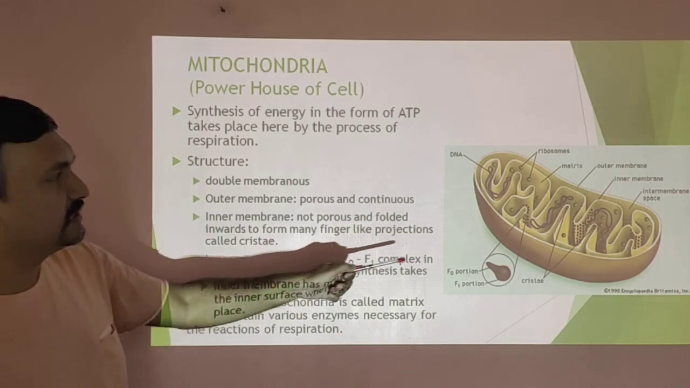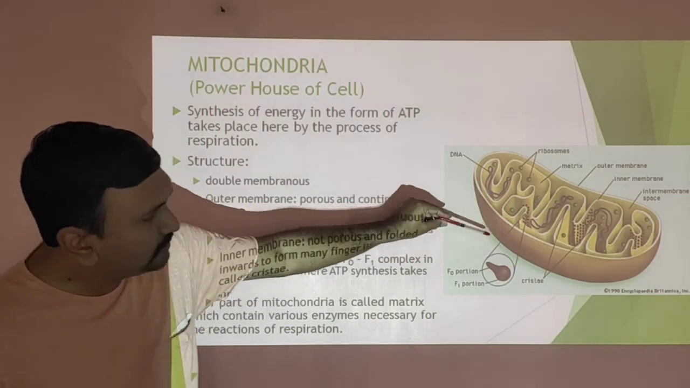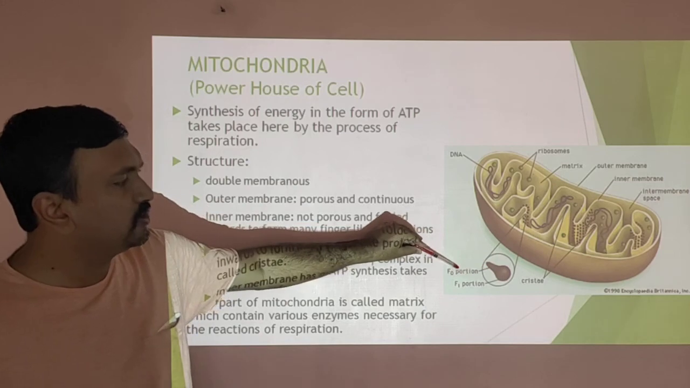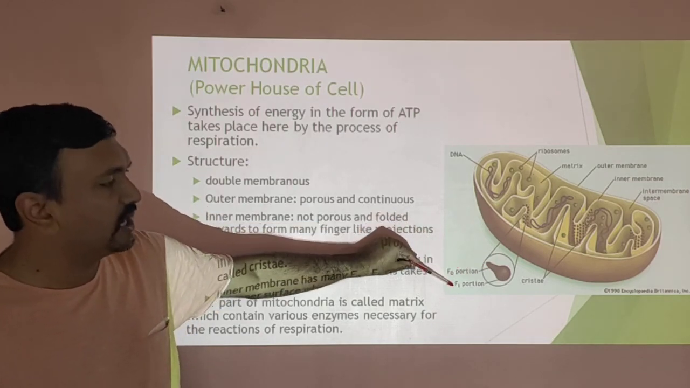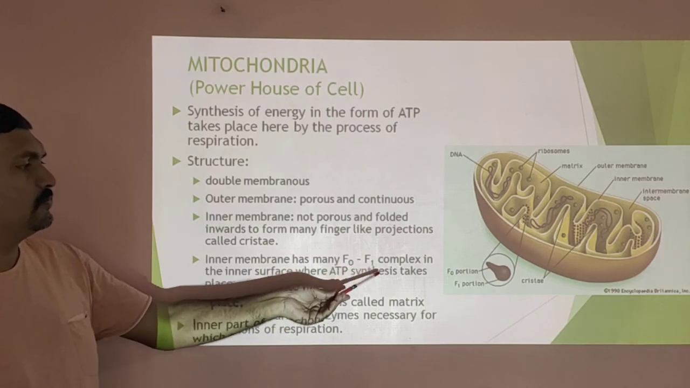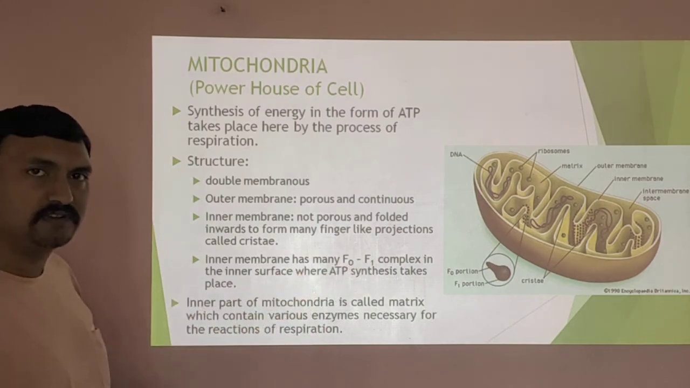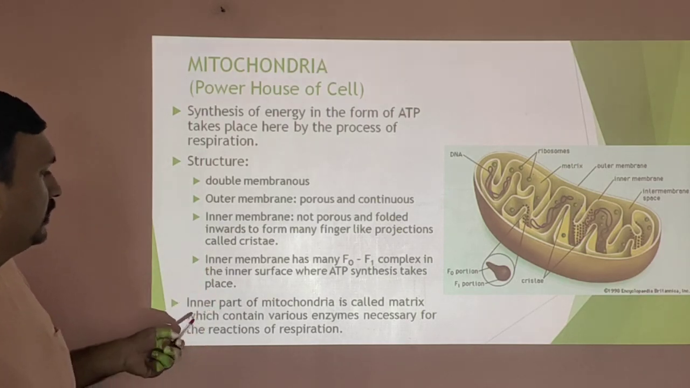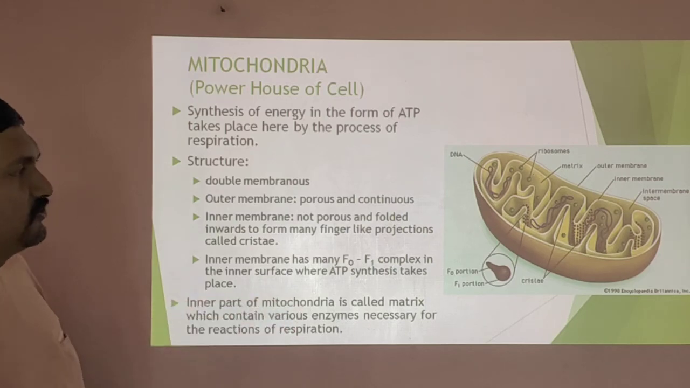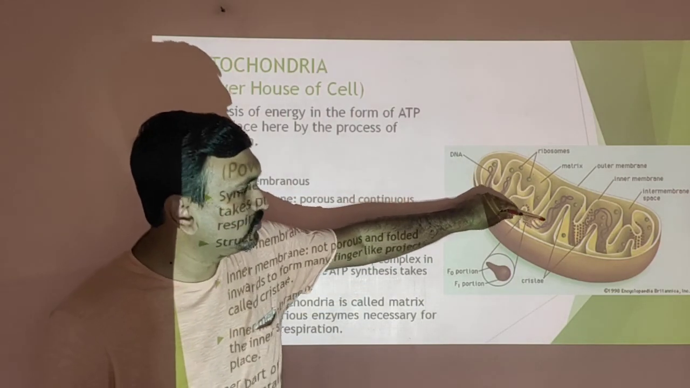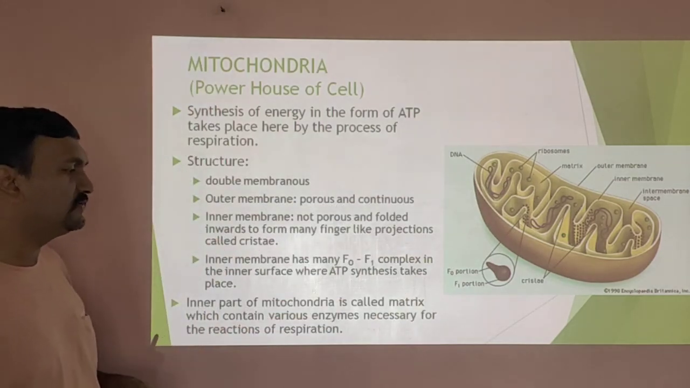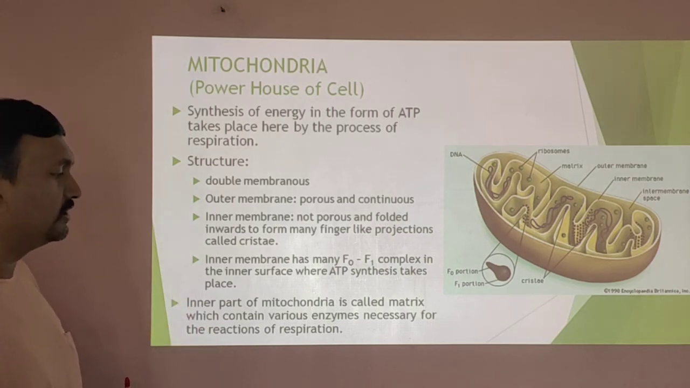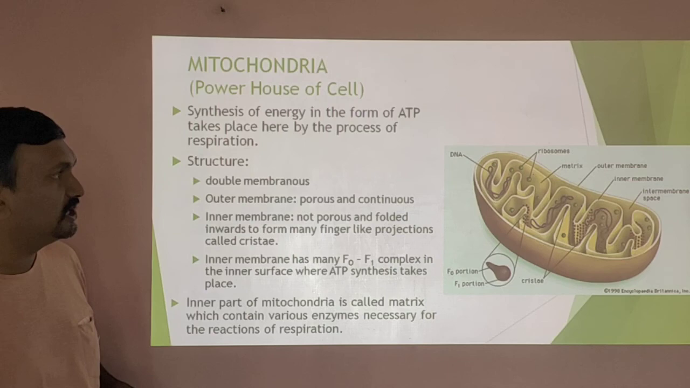Now, the inner membrane has certain structures. You can see here these dotted structures which are enlarged. It is a protein complex called F0F1 protein. This F0F1 protein complex, present on the inner surface, is responsible for the generation of ATP. The inner part of mitochondria is called the matrix. Whatever rest of the area we have inside is called the matrix. It contains various enzymes which are necessary for the various reactions carried out during the process of respiration.